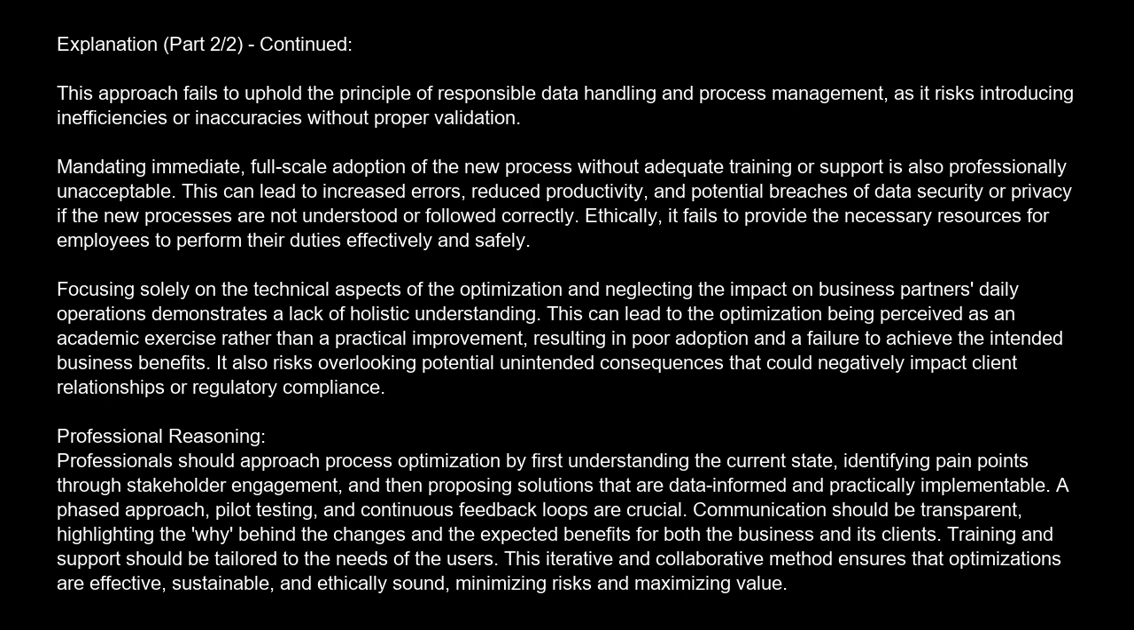Professional reasoning. Professionals should approach process optimization by first understanding the current state, identifying pain points through stakeholder engagement, and then proposing solutions that are data-informed and practically implementable. A phased approach, pilot testing, and continuous feedback loops are crucial. Communication should be transparent, highlighting the why behind the changes and the expected benefits for both the business and its clients. Training and support should be tailored to the needs of the users. This iterative and collaborative method ensures that optimizations are effective, sustainable, and ethically sound, minimizing risks and maximizing value.